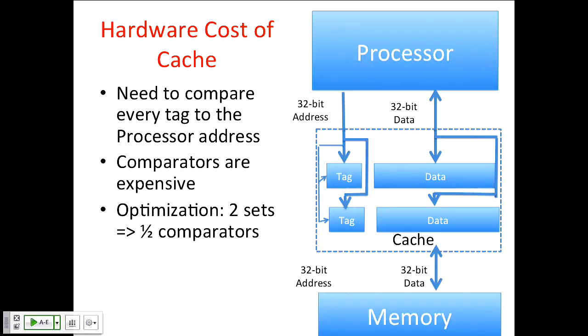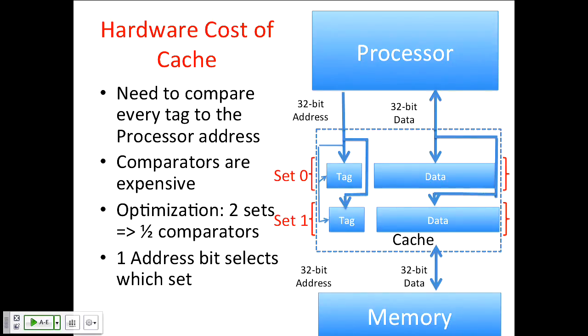Now, the comparators can get to be kind of expensive, both in terms of area and power, to do all those comparisons at once. So one optimization is to say, well, instead of viewing it as one cache, I'm going to split the cache into 2 sets, what we call sets. And each set will cache half of memory. So based on 1 bit of the memory address, I can tell whether it's in the top cache or the bottom cache, the top set and the bottom set. 2 sets. Then I only have to search half of the cache to find a memory address, right? So 1 address bit selects the set in this case.